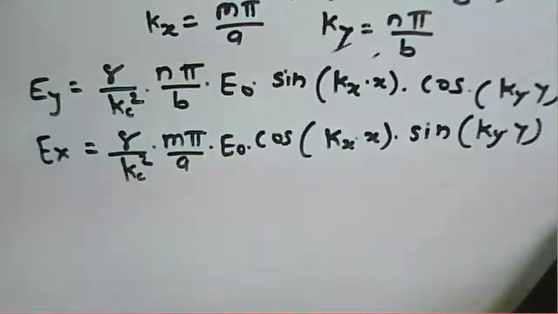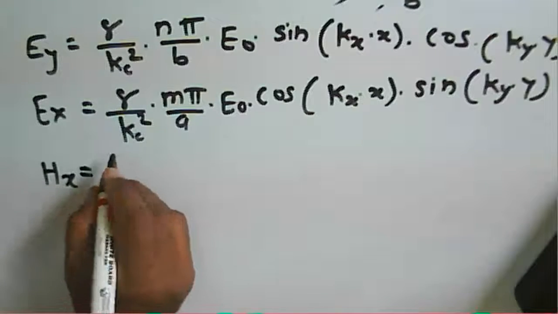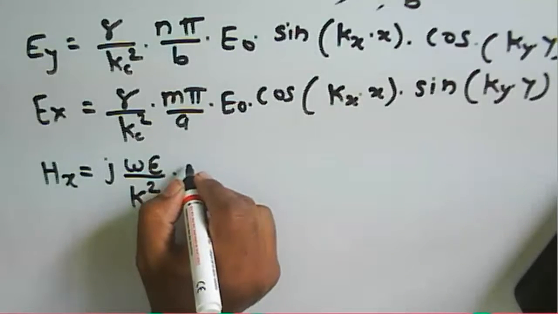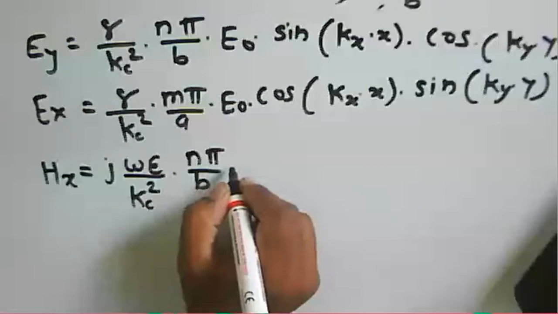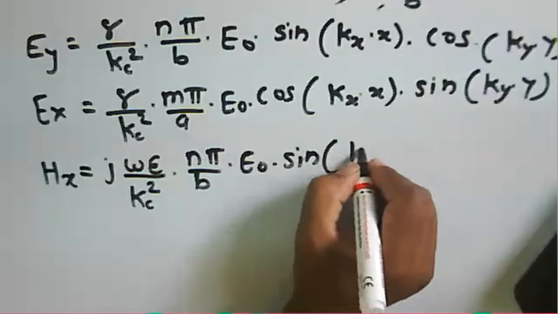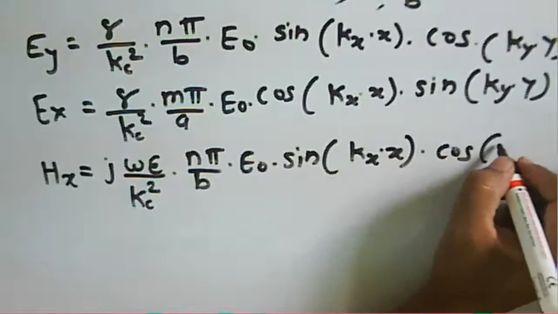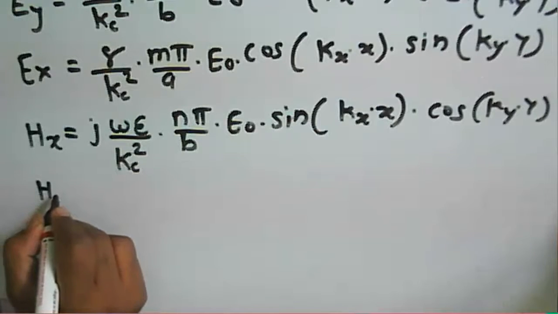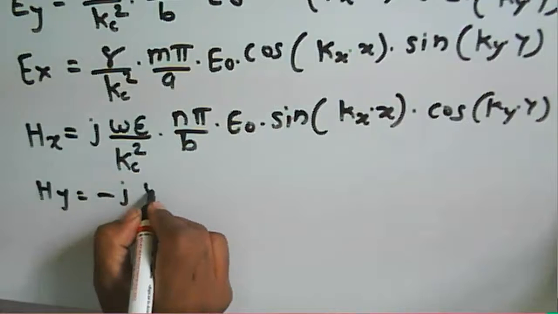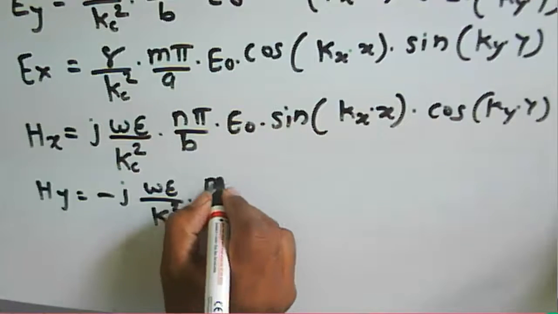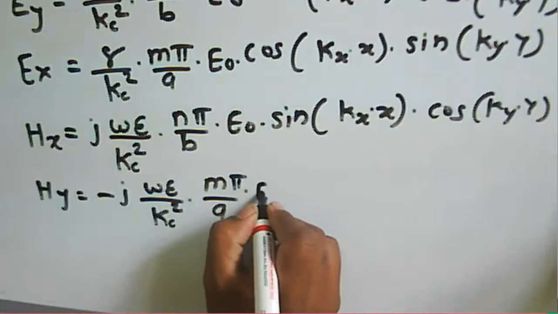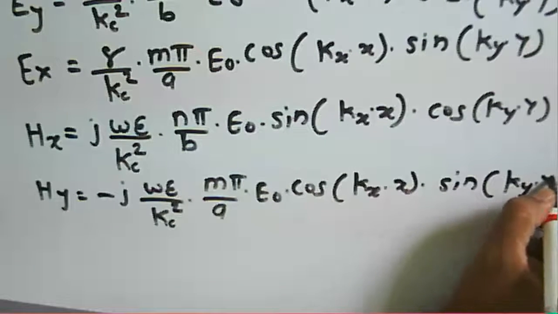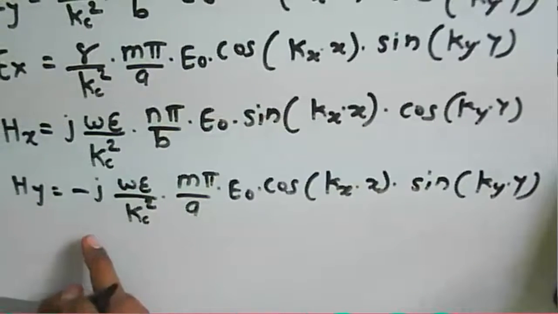Then Hz we say it is 0. Then it has only Hx and Hy terms. So you can write Hx here: j omega epsilon by Kc square, N pi by B, into E0 sine of Kx x, cos of Ky y. Then we say that Hy is equal to minus j omega epsilon by Kc square, M pi by A, into E0 cos of Kx x into sine of Ky y. Now this is about the equations for Hx and Hy.